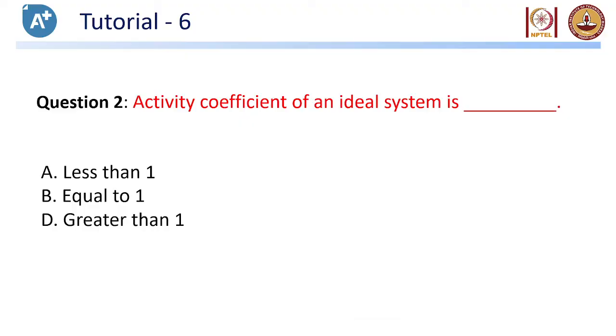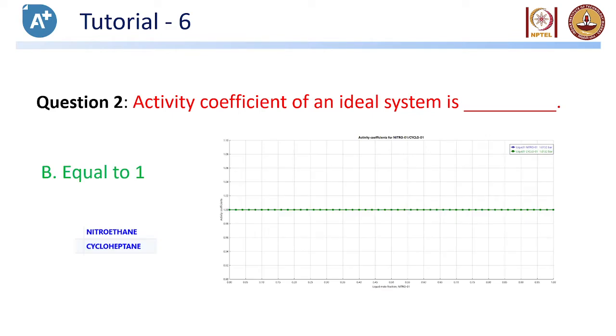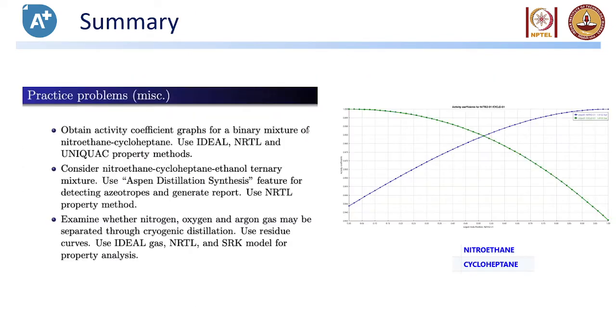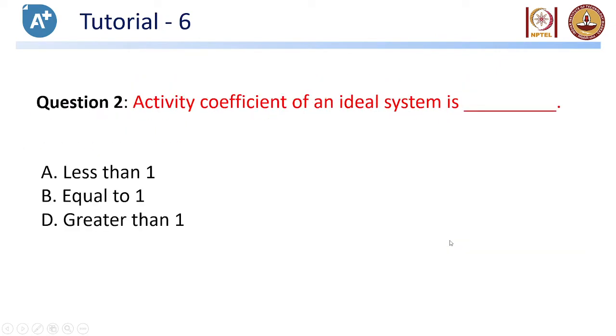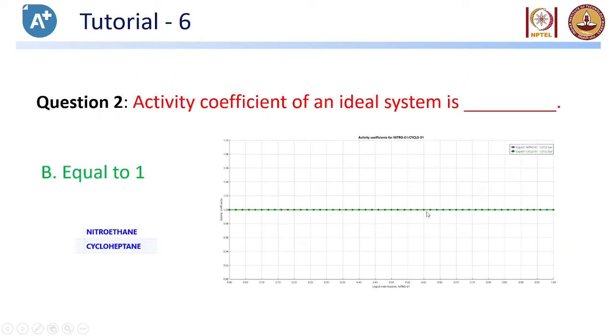Okay, fine. Anyways. So for an ideal system, the activity coefficient is equal to 1. For example, the example which the professor was taking was nitroethane and cycloheptane, right? When he was using the NRTL method, he was getting a better prediction of activity coefficient, which is less than 1 in most of the regions. Then when I put an ideal equation of state for calculating activity coefficient, the value becomes 1. So for any ideal system, the activity coefficient is taken to be 1.